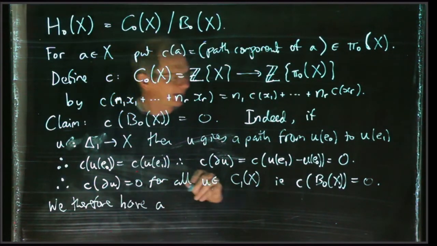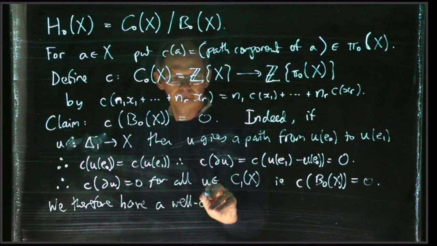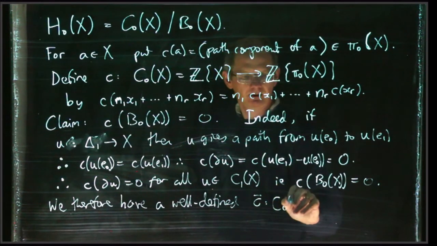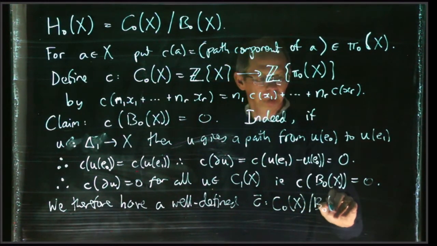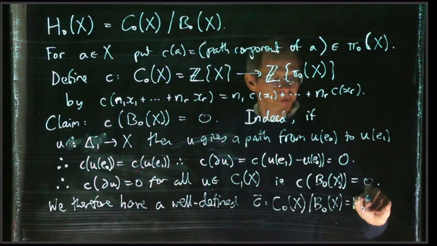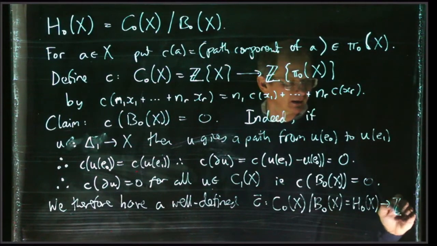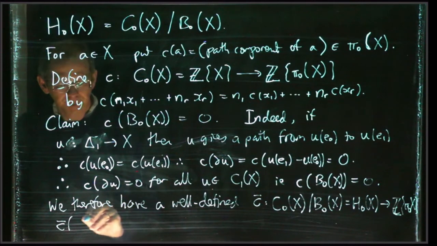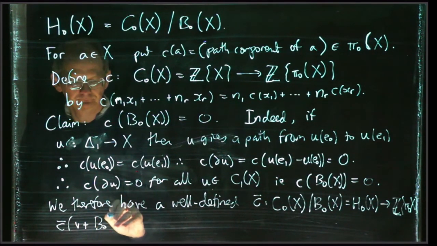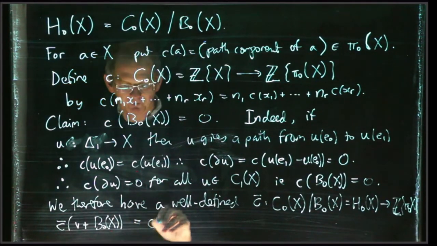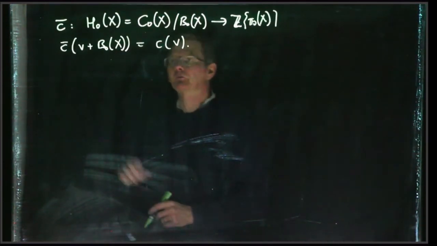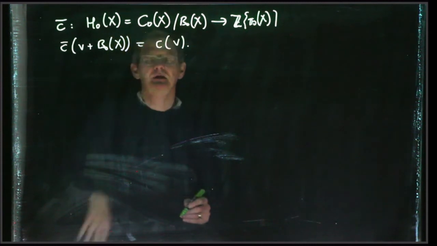So that means we've got a well-defined map C bar from the quotient C naught X mod B naught X, which as we said is H naught X, to Z pi 0 X, defined by C bar of a coset, say V plus B naught X, is just C of V. Okay, so we've got this C bar here, and in the opposite direction we can do something rather similar.